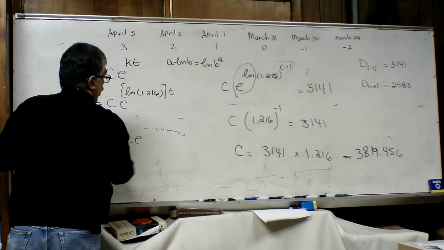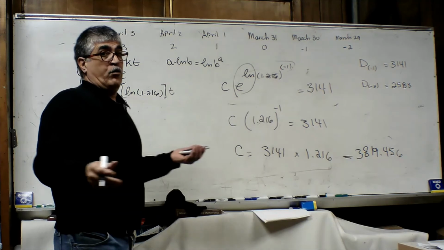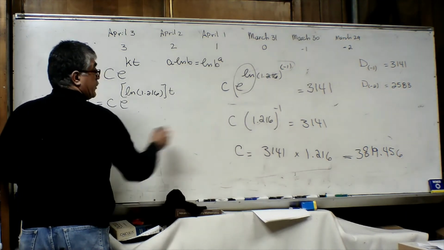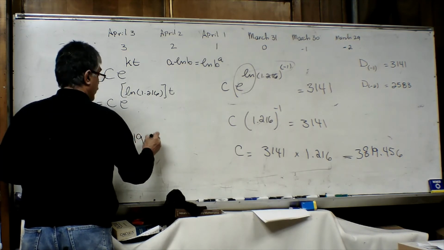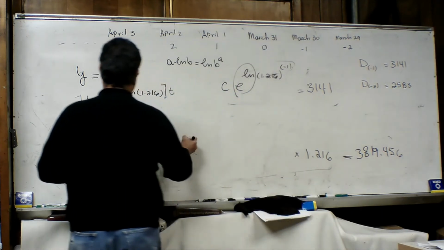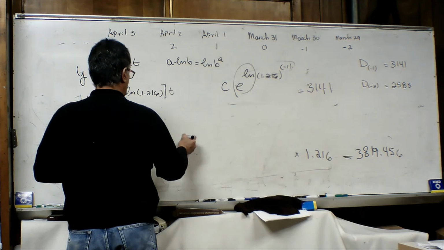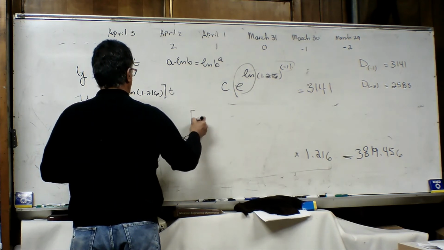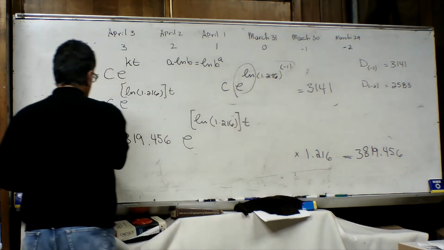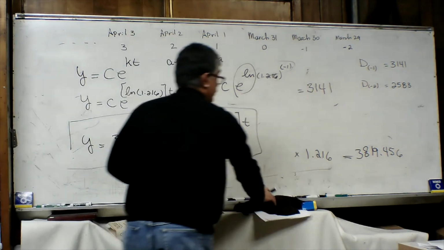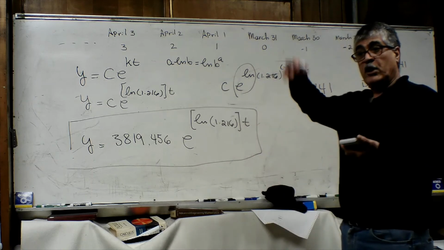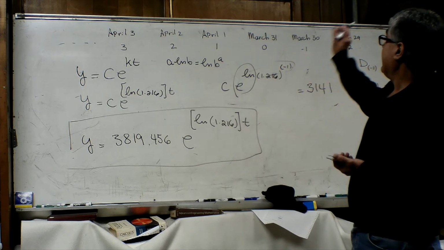So our formula now, our general formula for today, is y equal to c, which is 3819.456, multiplied by e to the power of natural log of 1.216 multiplied by time. So this is our general formula for the death toll, the growth of the death toll for this coronavirus at this date, on March 31st.